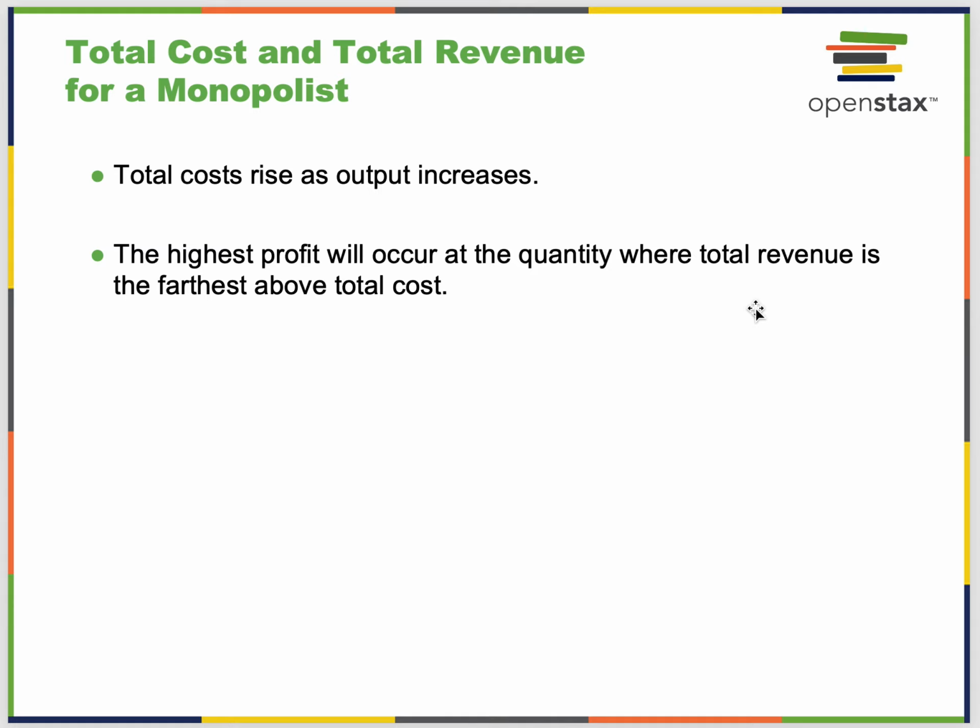So the total cost and total revenue of a monopolist. Total costs rise as output increases. The highest profit will occur at a quantity where total revenue is farthest above total cost, where the gap is bigger. That's the profit: total revenue minus total cost. So when those curves are farthest apart is where you have the most profit.